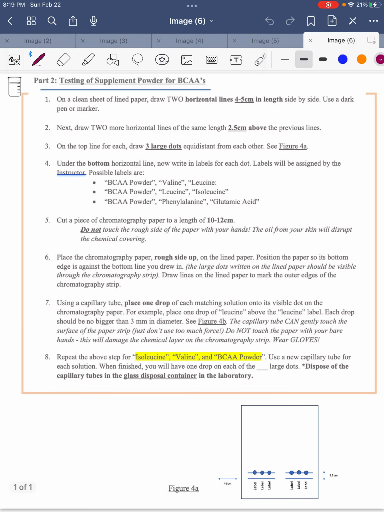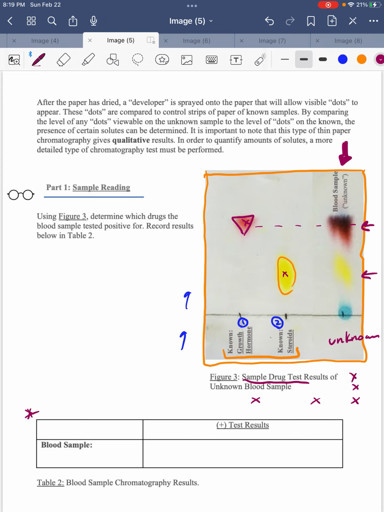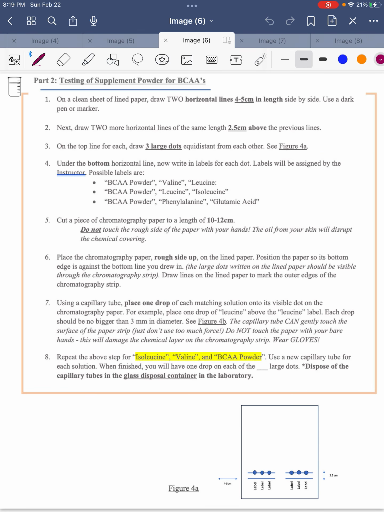All right, let's go on to part 2. Part 2 is putting a supplement to the test. So in the lab, I had a branched chain amino acid supplement powder.